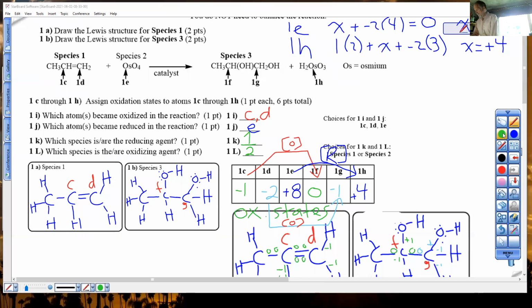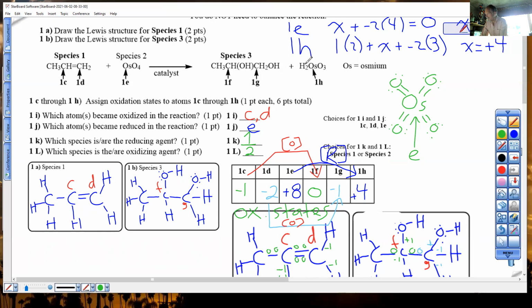I'm gonna finish up by doing the +8 and the +4 using the Lewis method. The Lewis method is foolproof with no memorization of exceptions. OsO4 looks like this. Remember, oxygen's nature is to have 2 bonds, 2 lone pairs. So this would be atom E. Each bond to oxygen gives an oxidation state of +1. There are 8 of them. 8 times +1 is +8.